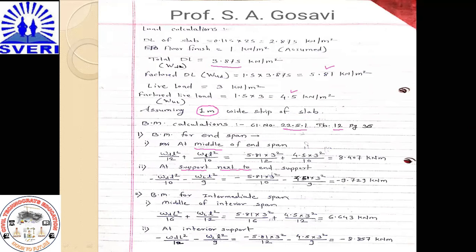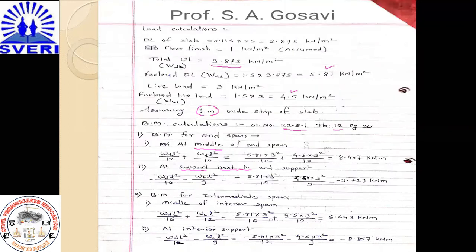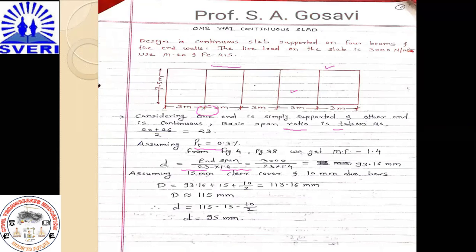If I show you the middle and the support next to the end support in the diagram, we have to go back. You will see the slide, and I will tell you where exactly the bending moment is calculated. Now see here, this is the end span. These two spans are your end spans, and the remaining three spans are the intermediate spans.